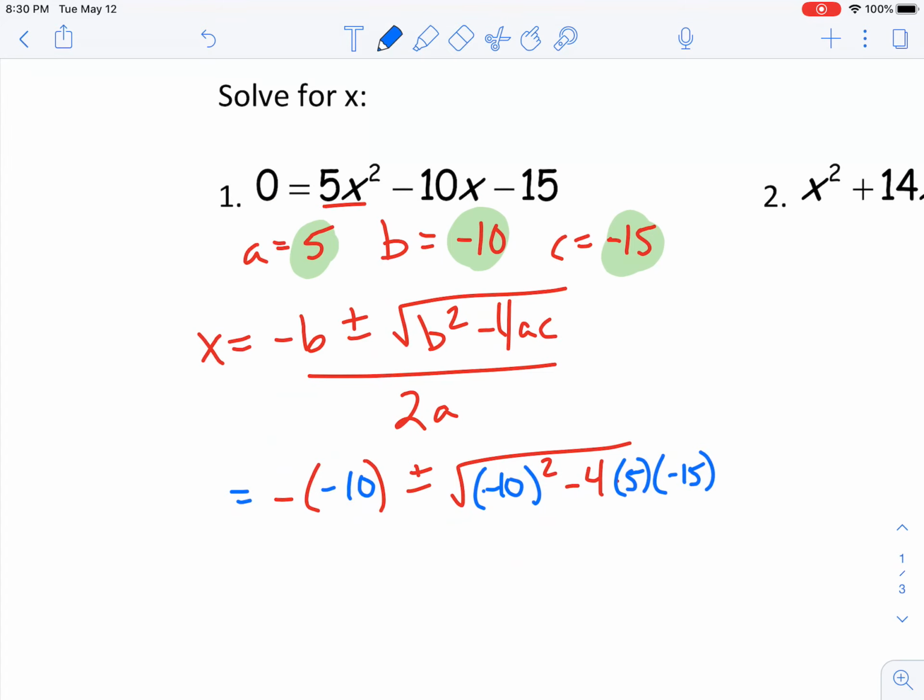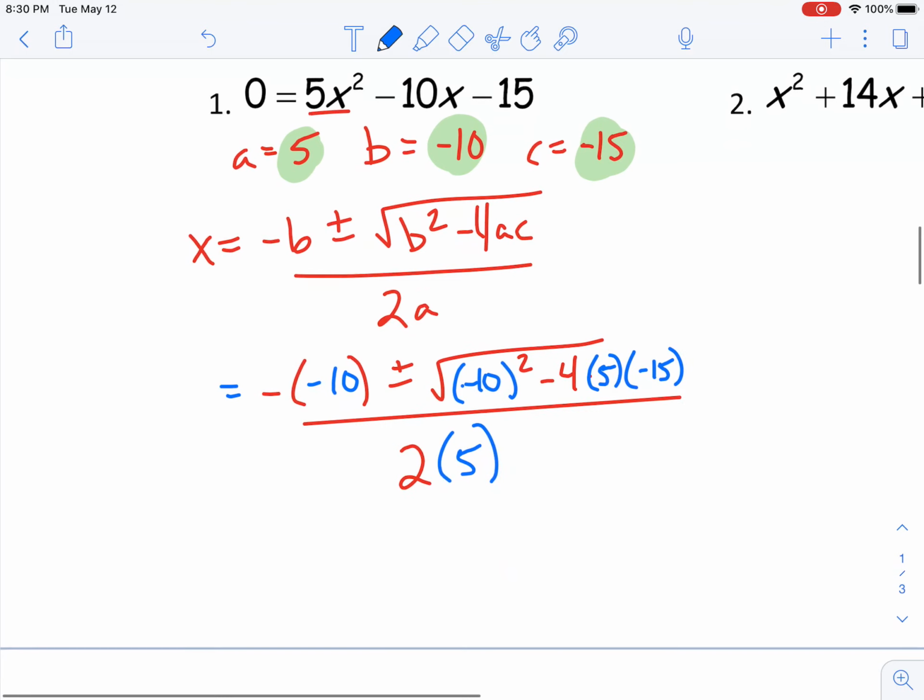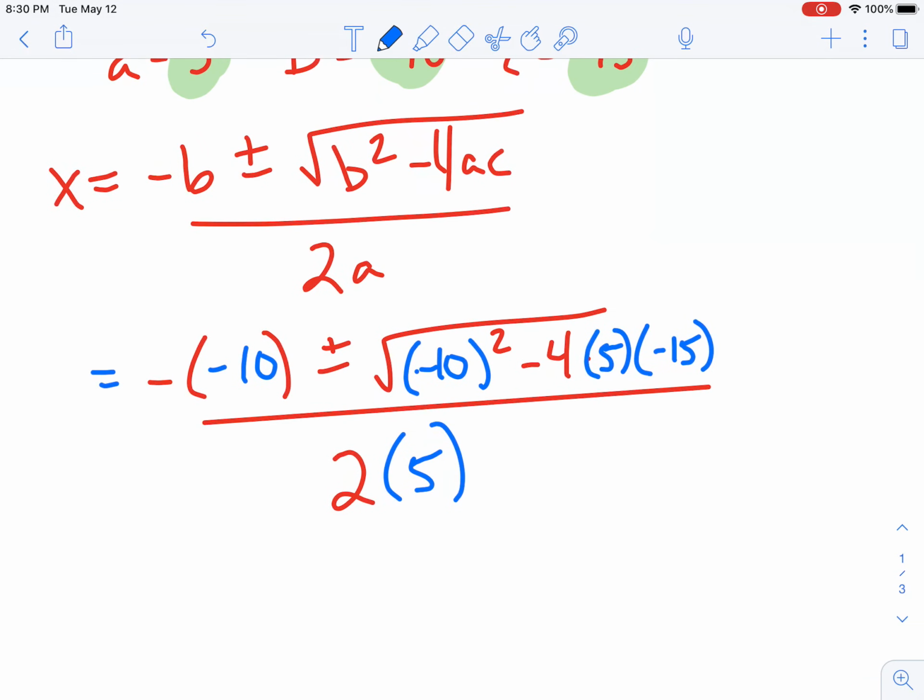Okay, all over 2 times a, which is 5. Okay. From here, all you have to do is simplify. So just do your best. You can use a calculator, whatever you need to.